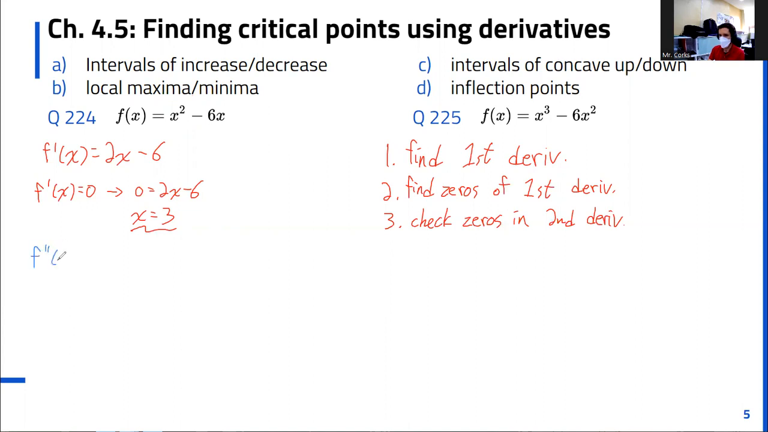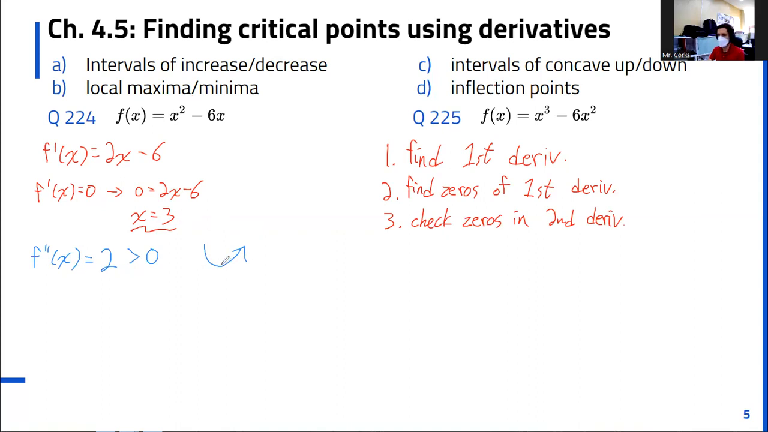So second derivative here, if the first derivative is 2x minus 6, second derivative is 2. Just that. So what we know from what we did in class, if our second derivative is positive, that means the function is curving up at that point. Slopes are becoming more and more positive.